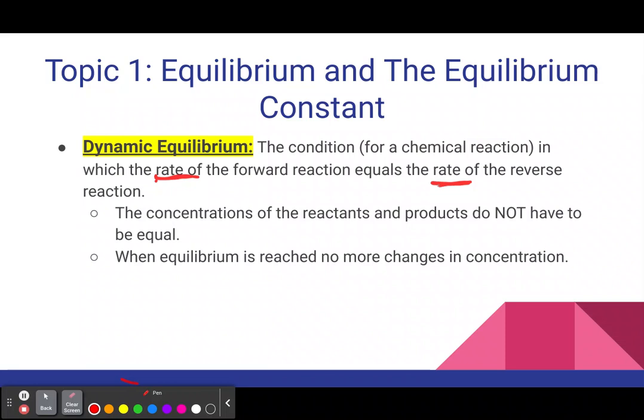When equilibrium is reached, guys, the next important point is that there will be no change in concentration. As I just said, the concentrations of the reactants and products do not have to be equal at equilibrium because it's the rate of the forward reaction that is equal to the rate of the reverse. With that being said, though, once equilibrium is established, the concentration will no longer change. So that's important. Let's continue on.